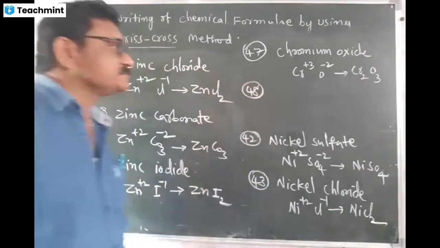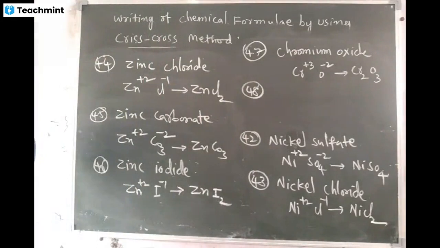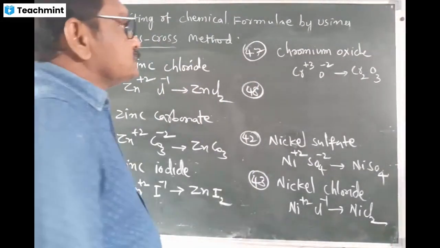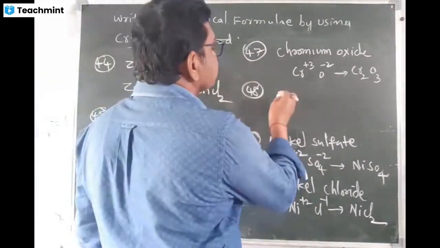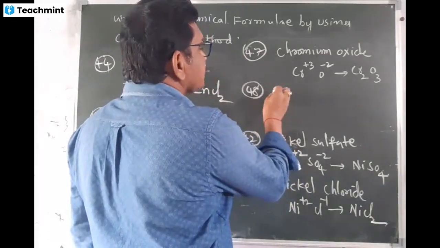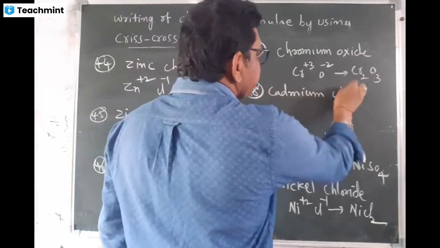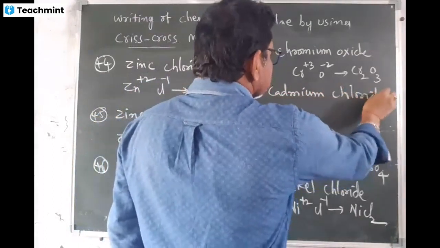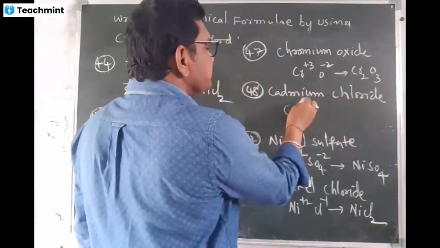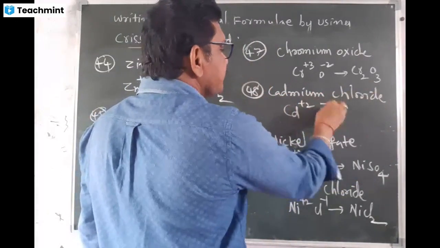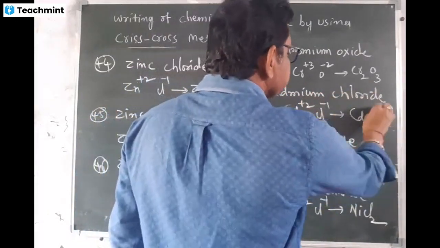Then 48. The next one, cadmium chloride. Cadmium means Cd plus 2, chloride means minus 1. Then the formula becomes CdCl2.